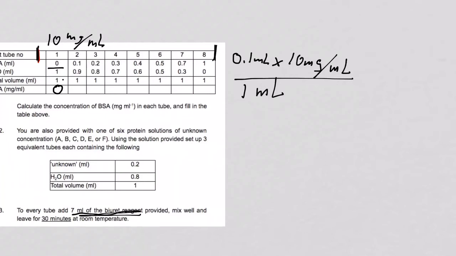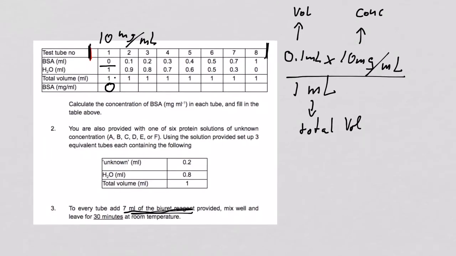Okay, so here I took the volume. Here I took the concentration. And here I took the total volume. Okay? So if you try to do that here, what would you get? 0.1 times 10 is 1 divided by 1 milliliter, so you have 1 milligram per milliliter. Okay?